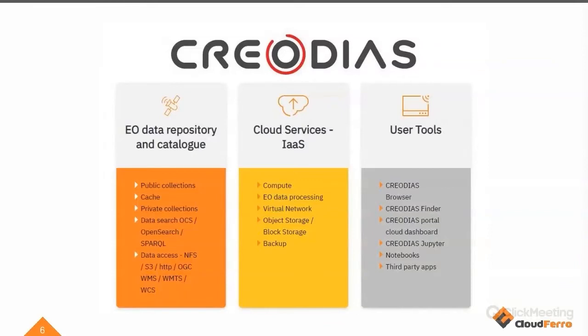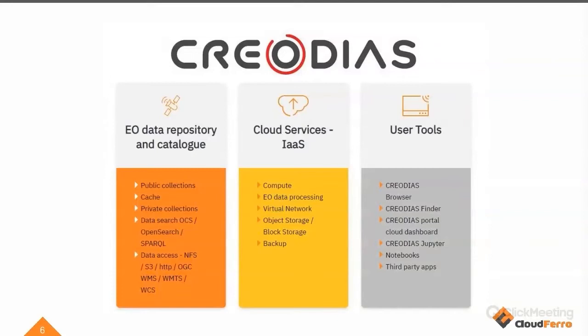Then we go to infrastructure as a service, so cloud services, which are brought to you by us. So computing, data processing, virtual network, object storage, block storage, and also backup. So backup service is a very important thing for us, because it happens a lot probably to you that sometimes you just lost your data sets because the server broke down or something happened to your laptop. But here on the cloud platform, data are saved because we provide backups. So there is no possibility that your data will be lost.